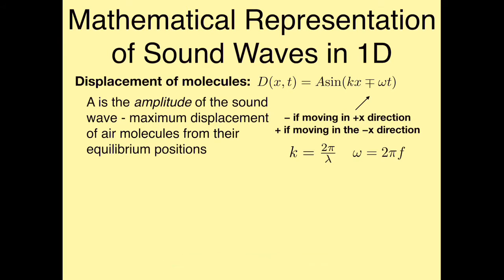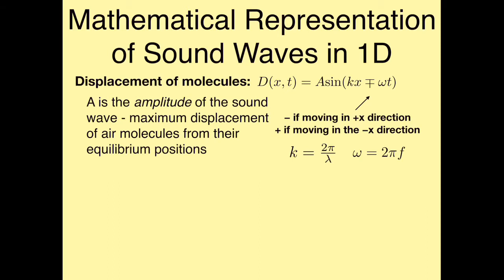Now, in this case, the amplitude represents the maximum displacement of the air molecules from their equilibrium position. So it tells you how much the air molecules are actually moving back and forth. So small amplitudes would be not moving that much. Large amplitudes means they're moving back and forth a lot more.